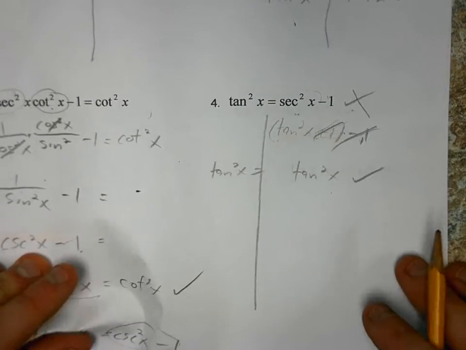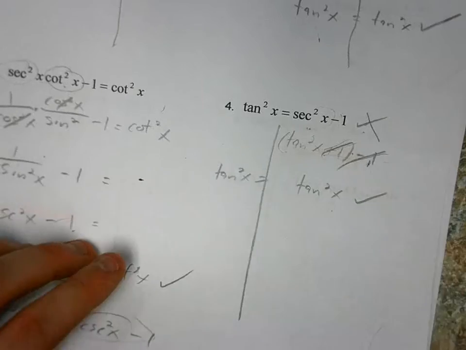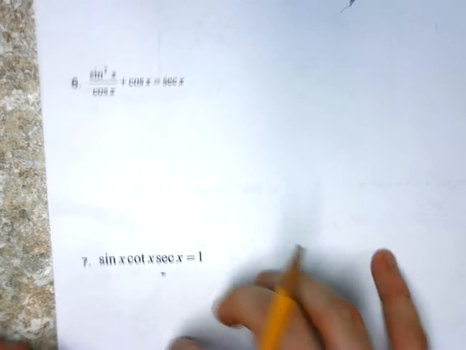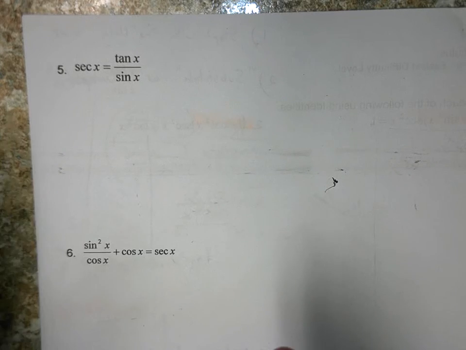Yeah. Okay, so we've done a few. Try number 5 on your own. And then we'll come back together. I'll do 6, then you can try 7 on your own. Try 5. And just remember our 2 rules. Look for identities that you can change immediately. If you can't, try to change everything to sine and cosine maybe. Okay?